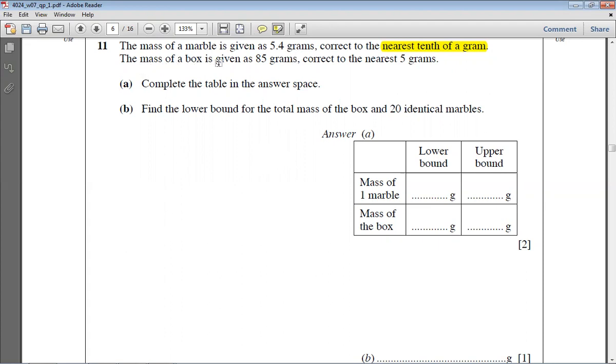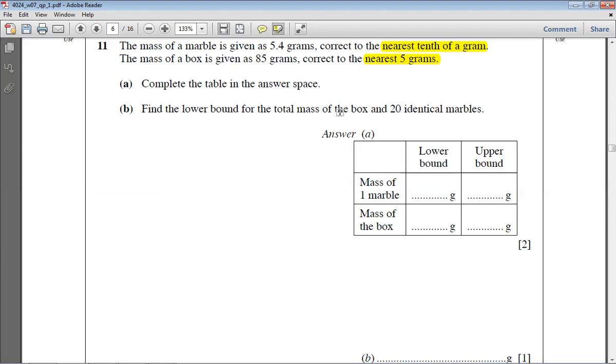The mass of a box is given as 85 grams, correct to the nearest 5 grams. So divide the 5 grams by 2, you get 2.5 grams. That will be added to this, and you will get the upper bound. And then you will subtract 2.5 grams from 85, and you will get the lower bound. So complete the table in the answer space.